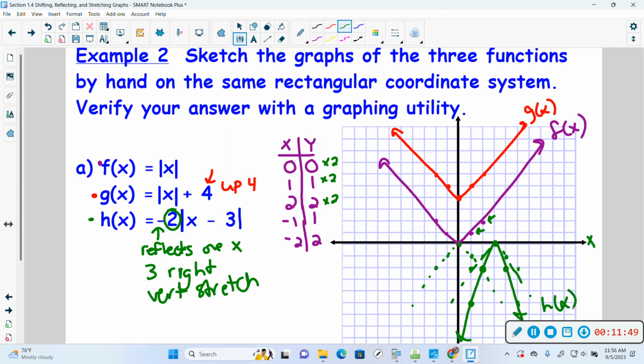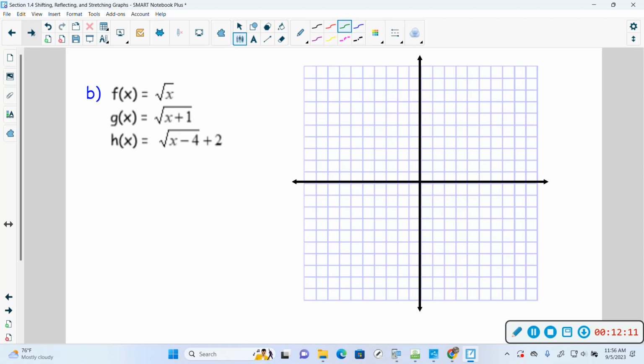So my advice, when you have a lot of different transformations to do, is I would do the reflection first. We're just going to erase some of this. Do the reflection first, and then I did the left, right, and then I did the vertical stretch. Do you have to do it in that order? No, but I do think that's the easiest order to do it in. And of course you can check those on your calculator. All right, let's do the next one.